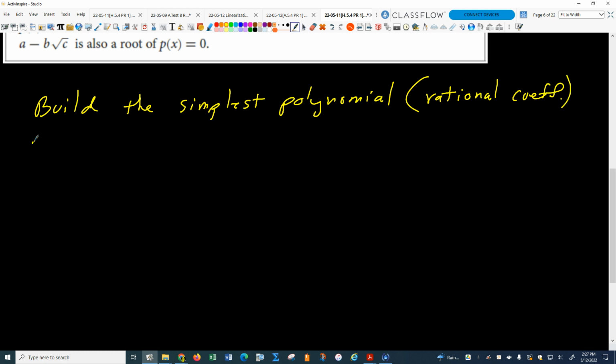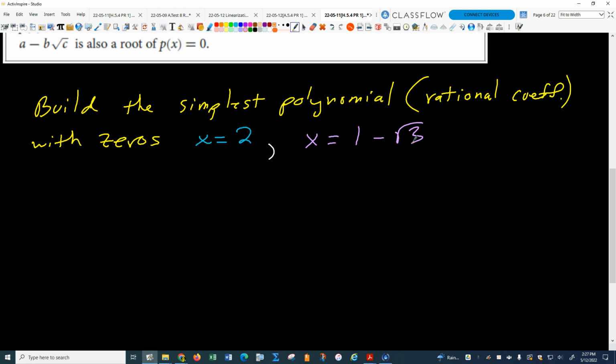With zeros x equals 2, and how about x equals 1 minus the square root of 3. How could I build that?